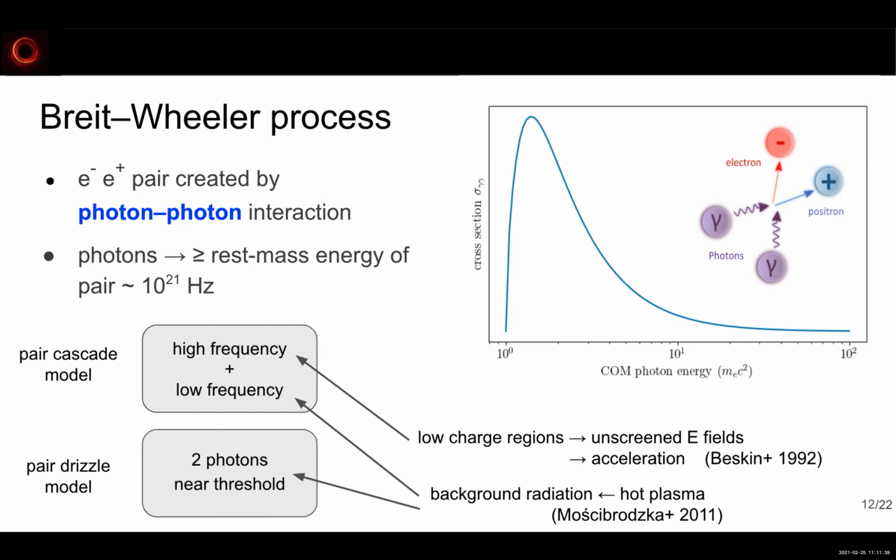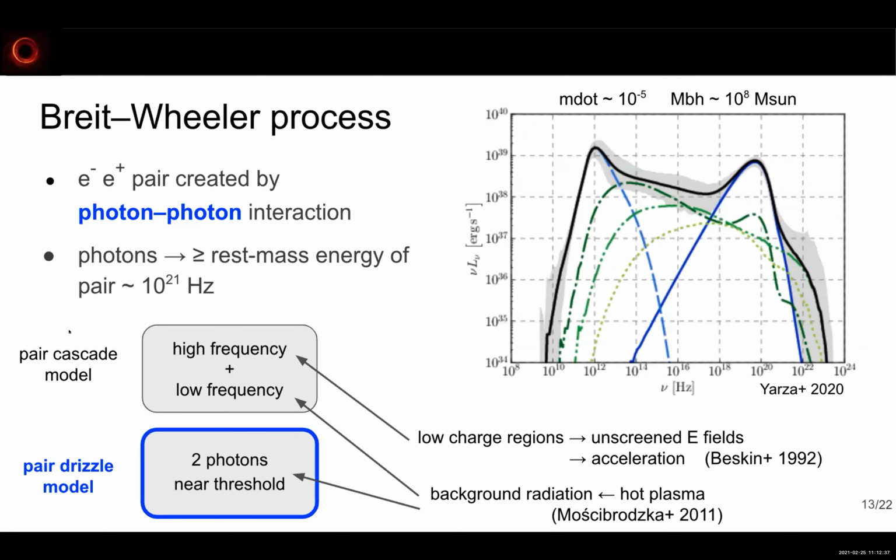And at least in the context of black holes, this pair cascade model was first proposed by Beskin in 1992. But you have this alternative model, which is what I'm going to briefly describe, the pair drizzle model, where instead of having a really high energy photon interacting with the lower energy photon from the background radiation field, you have two photons that are approximately MeV, near the pair production threshold, and they can interact. And since you're not relying on these regions with unscreened electric fields, you don't necessarily have as sharp a behavior in time, and you're not beholden to having regions where you have low charge density. And so this idea was originally proposed by the chair of the session, Monika Mościbrodzka, in 2011.